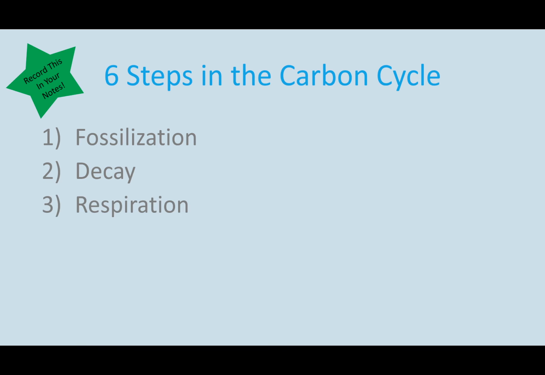Respiration, so again, breathing or cellular respiration, carbon dioxide is a byproduct of that, so that also produces it. Photosynthesis, we talked about, so again, plants taking carbon dioxide and producing oxygen from that. They're still using carbon, so they are part of the cycle.